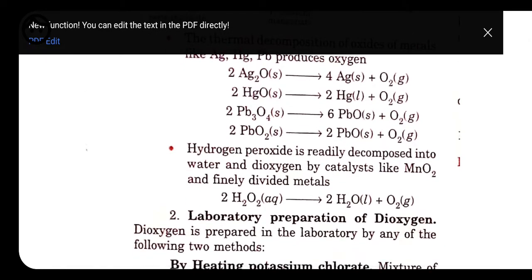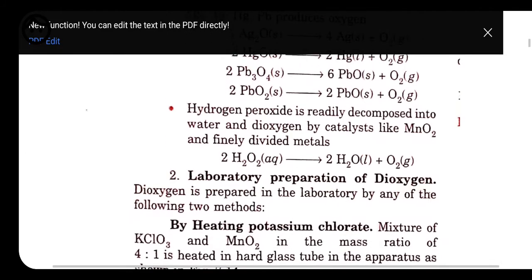Hydrogen peroxide is also able to release oxygen, here in its solution form. We know that hydrogen peroxide is not a stable compound, it very easily dissociates into a water molecule and oxygen. So thus we can also get oxygen from this method.